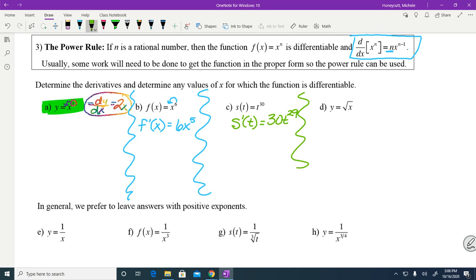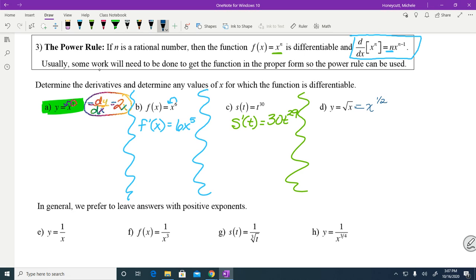Done. Now, part D, we can still apply the power rule, but we need to change the way it looks, because in order to apply the power rule, we need it in this form where you have something raised to a power. So we can rewrite it, because the square root of x is the same as x to the 1/2 power.